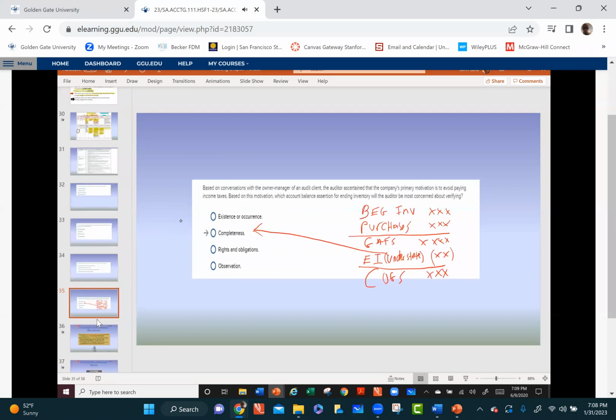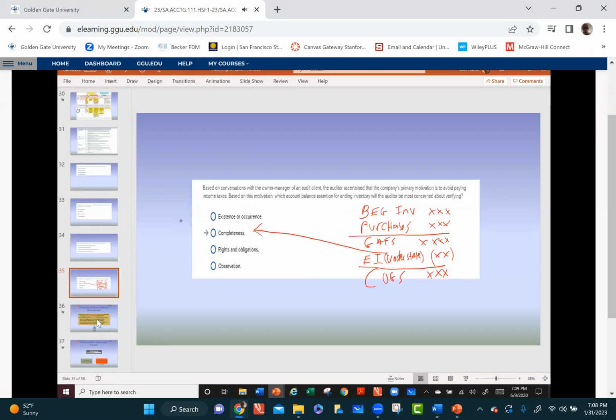Okay, good. Now this one's a little tougher. This one is going to test your accounting knowledge at the same time that it's going to get into your auditing understanding. So let's just take a look. Based on conversation with owner manager of an audit client, the auditor ascertained that a company's primary motivation is to avoid paying income taxes. Based on this motivation, what account balance assertion for ending inventory will the auditor be most concerned about verifying?